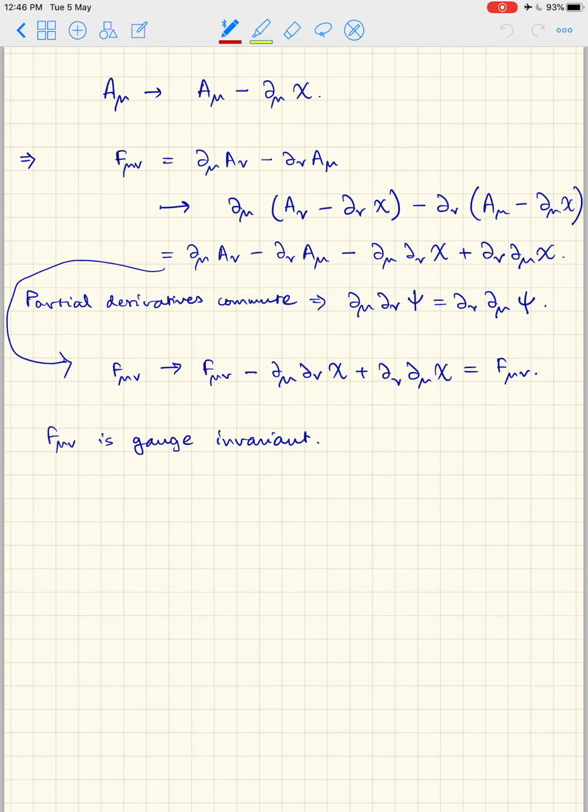What I'm going to be doing in the next lecture is explicitly showing you, for example, what is going to happen under boosts and so on. That is going to come up in a few minutes' time.